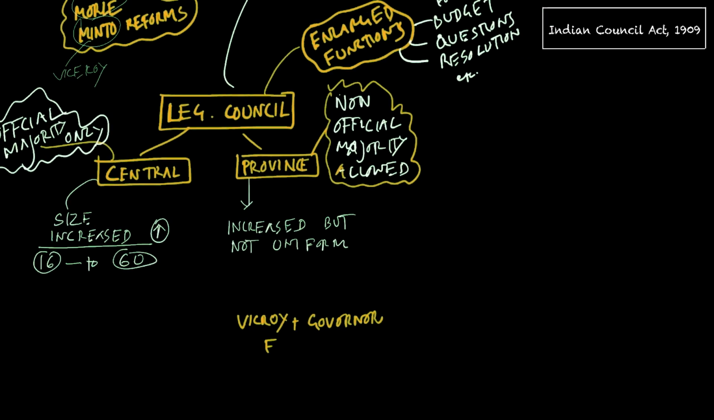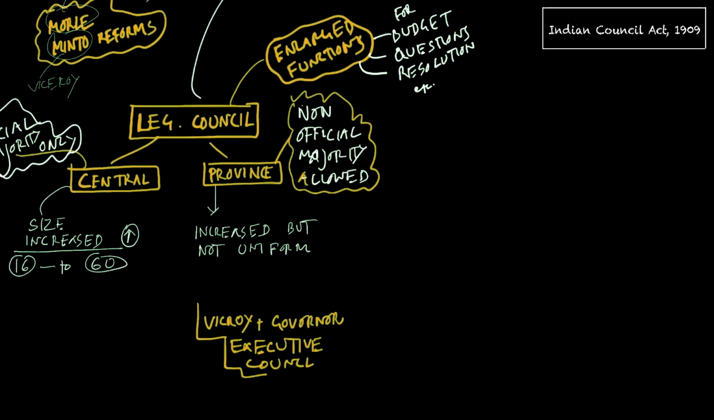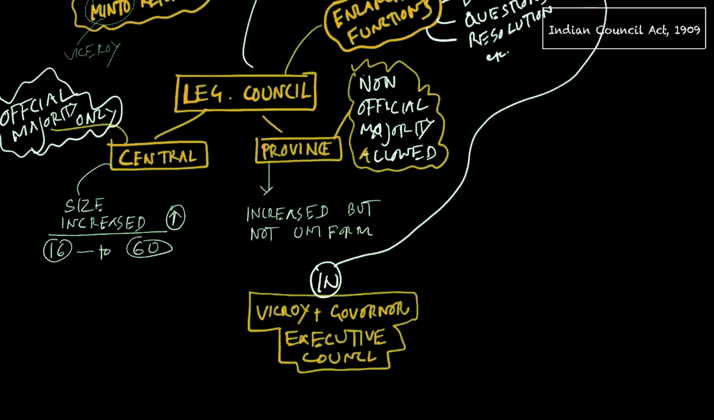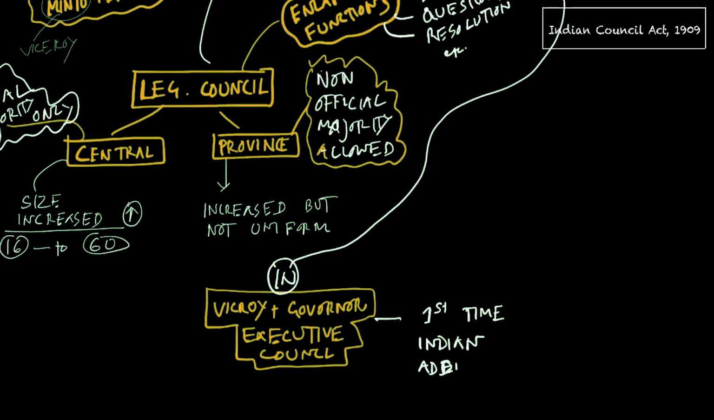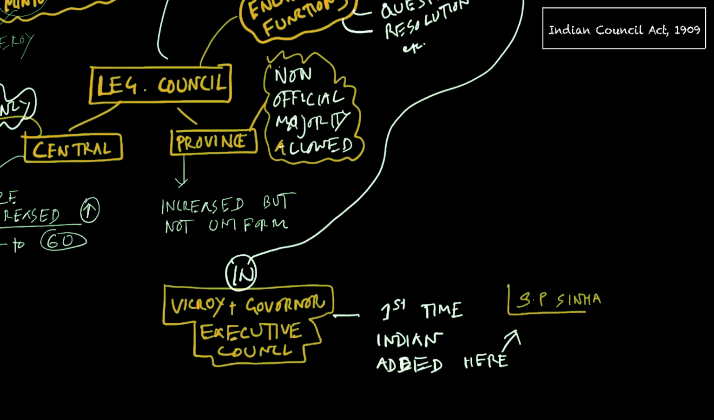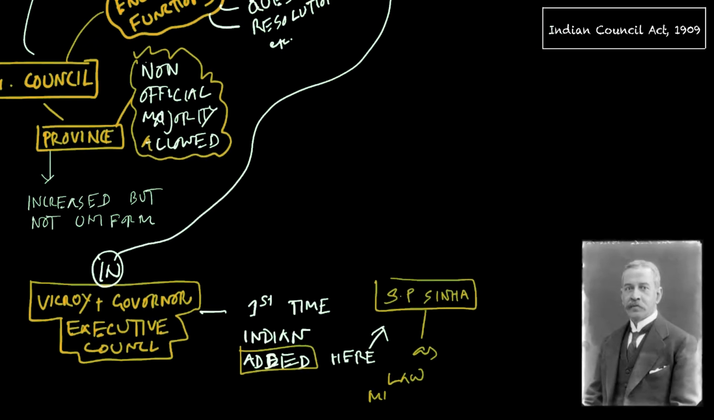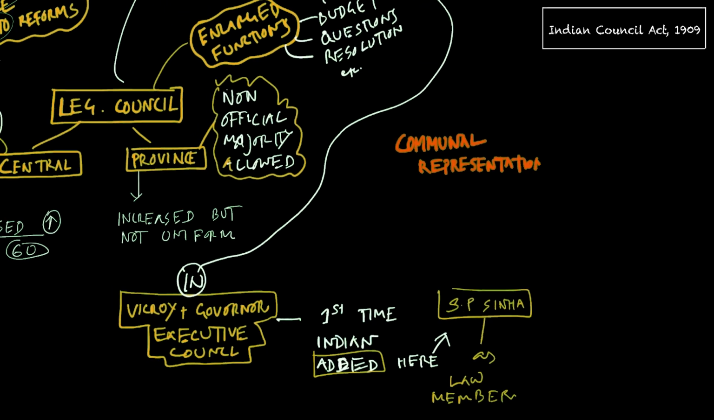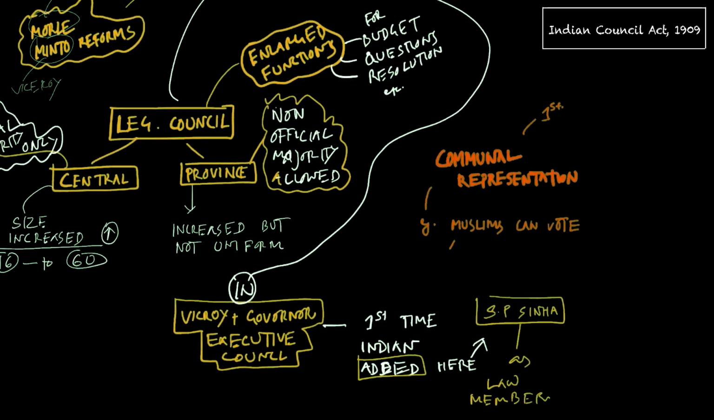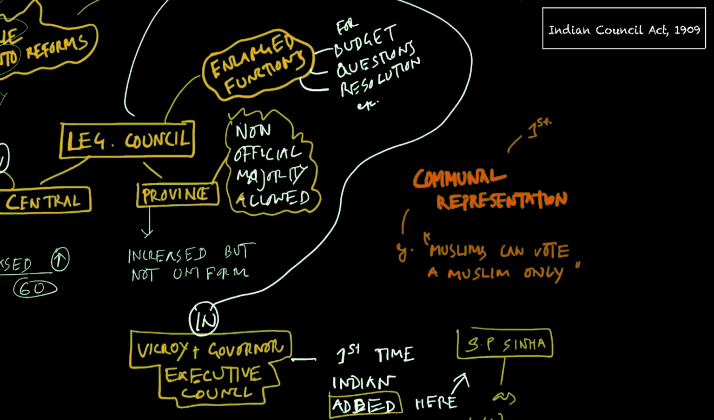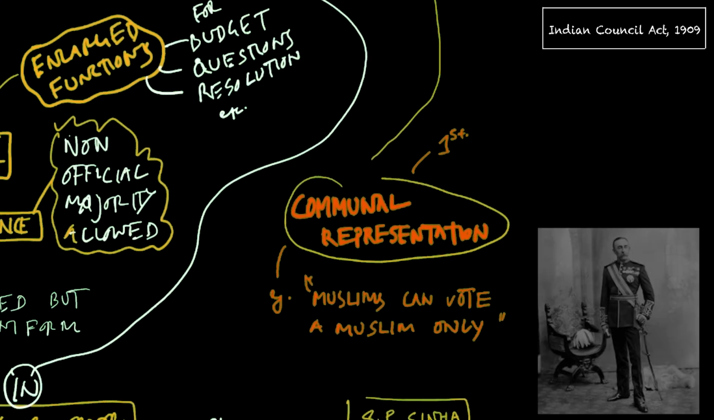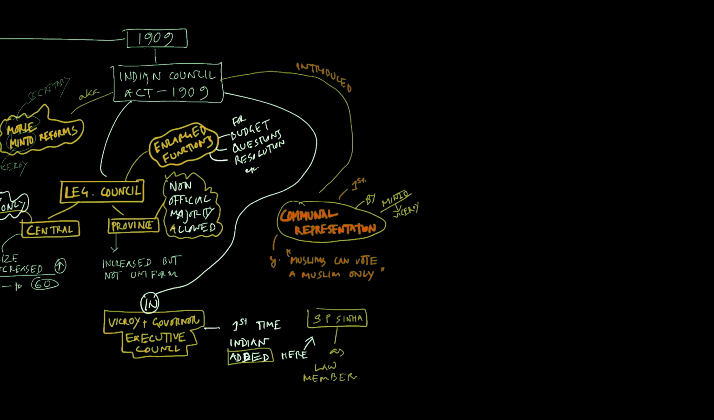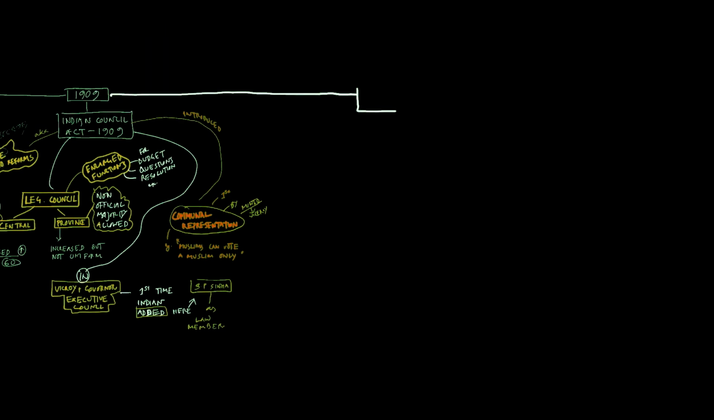The Act for the first time provided for the association of Indians in the Executive Council of the Viceroy and the Governors. Satyendra Prasanna Sinha became the first Indian to join the Viceroy's Executive Council. He was appointed as law member. For the first time, Lord Minto added communal representation for elections. That is why Lord Minto is famously known as the father of communal representation. It also provided for separate representation of presidency corporations, Chambers of Commerce, universities and zamindars.